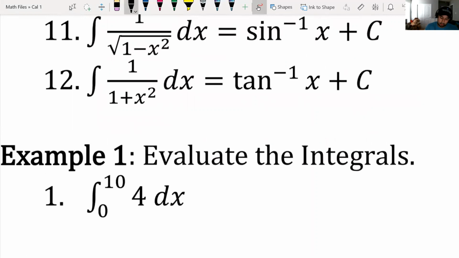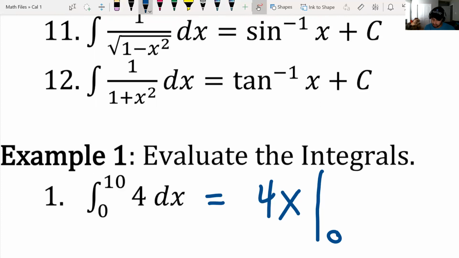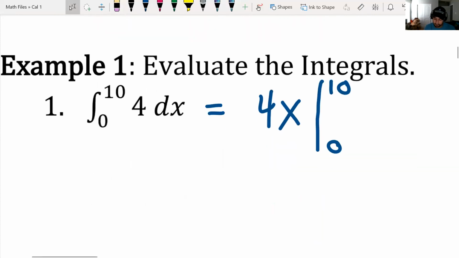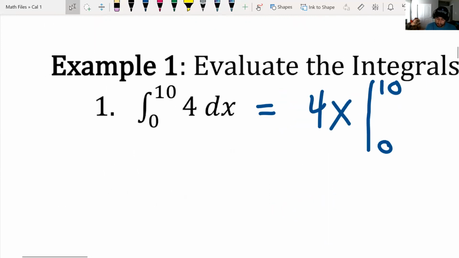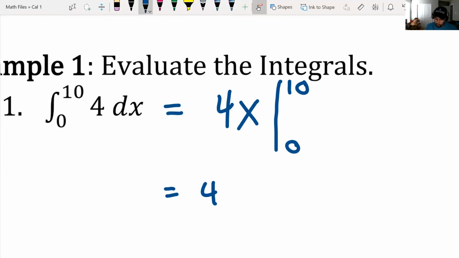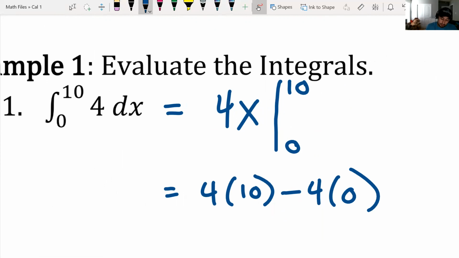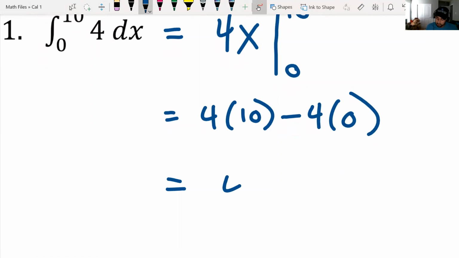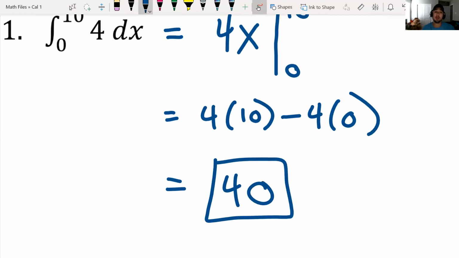This one's the integral on the interval 0 to 10 of 4 dx. Well, 4 is a constant, so we get 4x. That is the antiderivative of 4, right? The next thing we want to do is evaluate this from 0 to 10. This becomes 4 times 10 minus 4 times 0, and what we end up with is 40. So the integral from 0 to 10 of 4 dx is 40.